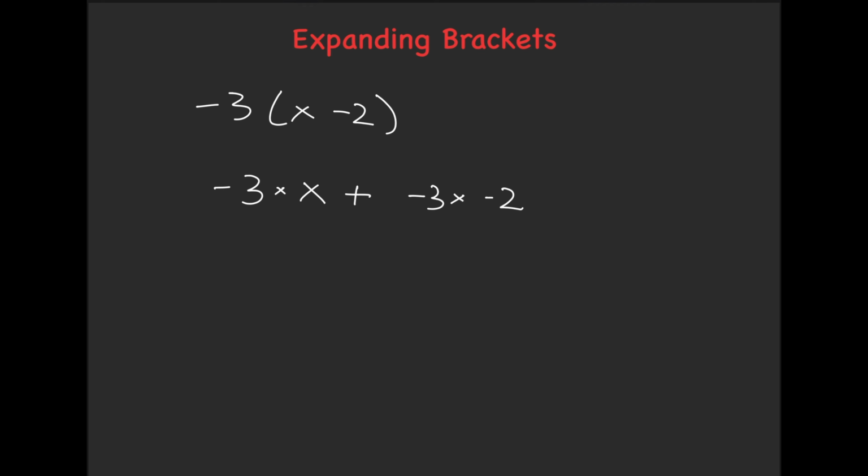Minus 3 times x is just minus 3x. And then over here, minus 3 times minus 2. Anytime you have a negative number multiplied by another negative number, the answer is positive. So minus 3 times minus 2 is positive 6. So now we have minus 3x plus 6, because the two negatives cancel out whenever you do multiplication or division. And that is how you would expand these brackets.